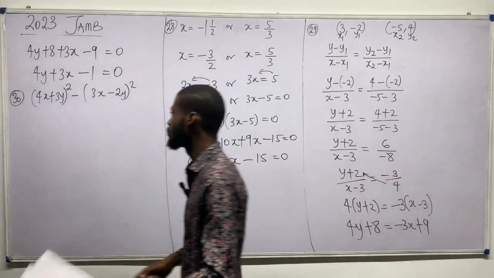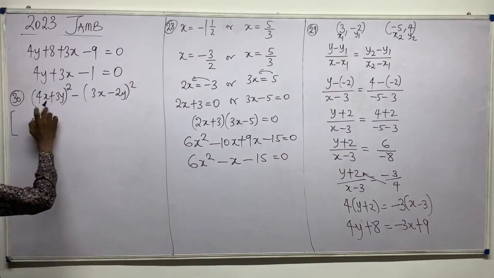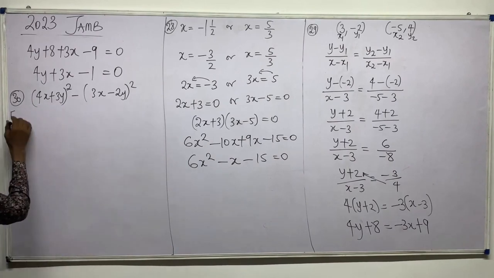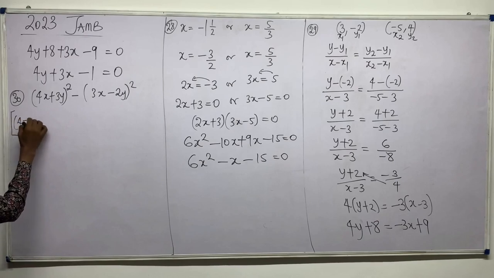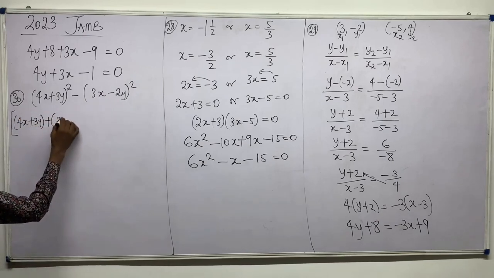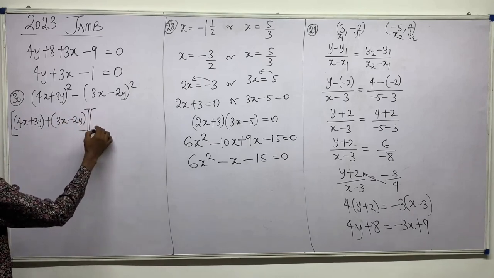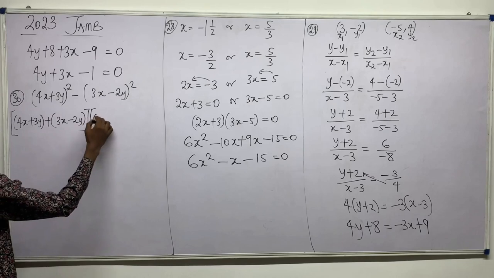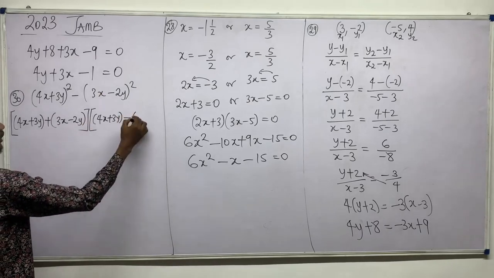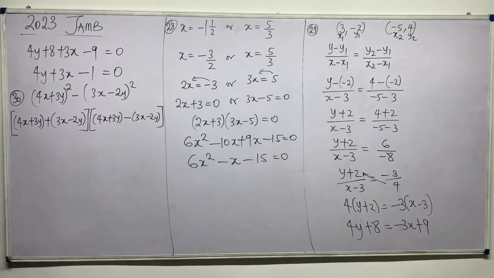So what I'm going to do, I'm going to make two brackets. In the first bracket, I'm going to add these guys. In the second bracket, I'm going to subtract them. That's the principle. So first bracket, I'll say 4x plus 3y plus 3x minus 2y. So this is the first bracket. Second bracket, I will subtract them. So I'll say 4x plus 3y minus 3x minus 2y. So this is what we have.